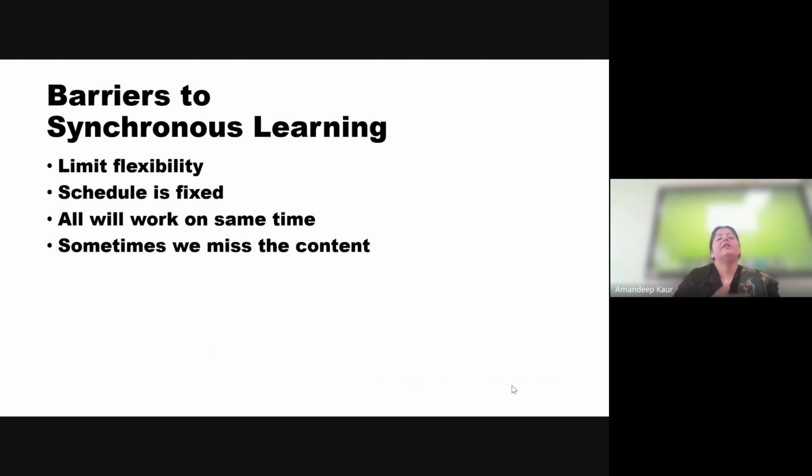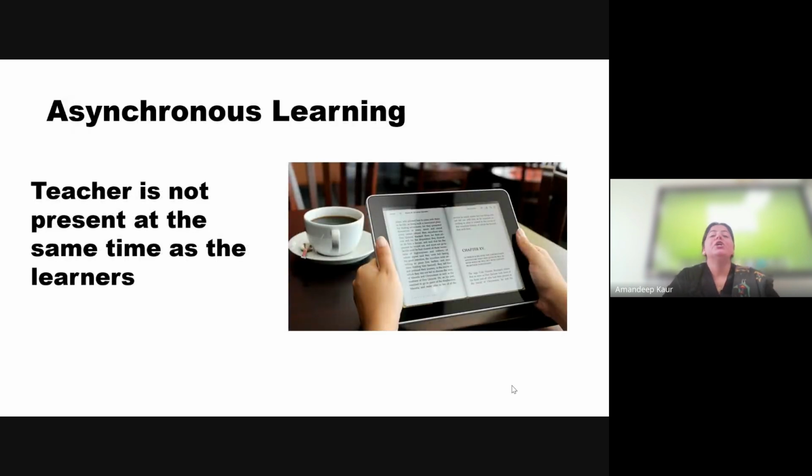But certainly there are different barriers related to synchronous learning. The first thing is it limits flexibility. I'm sure that at present there are many faculty members who are busy with their administrative and other responsibilities. So if it is a class created in this synchronous kind of learning environment, and we know the schedule is fixed and we all are working at the same time, there are great chances that we are going to miss the session or we are going to miss the content. So these are the different challenges with the synchronous learning environment.